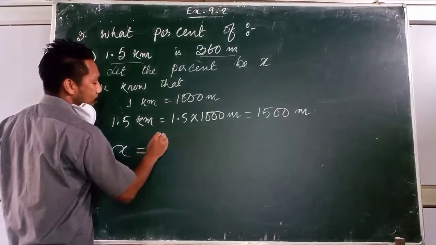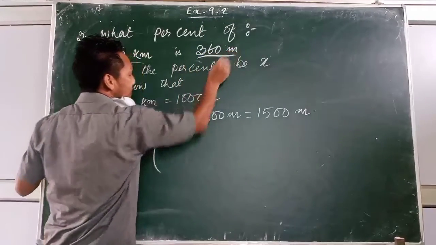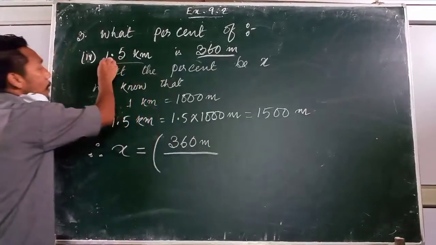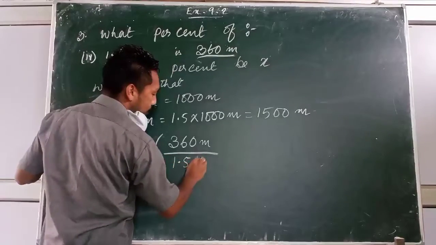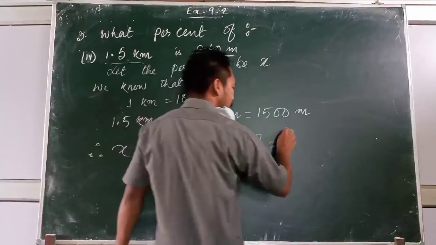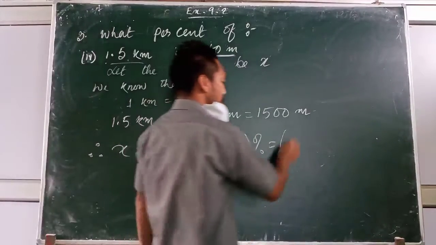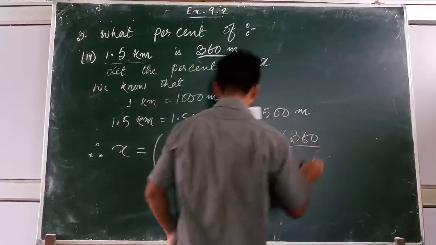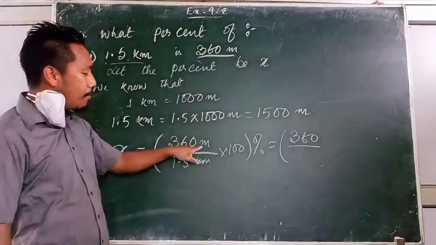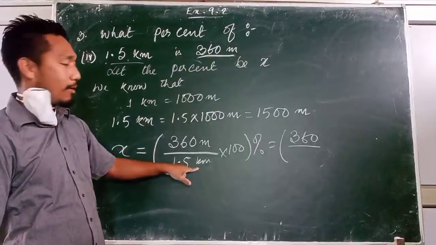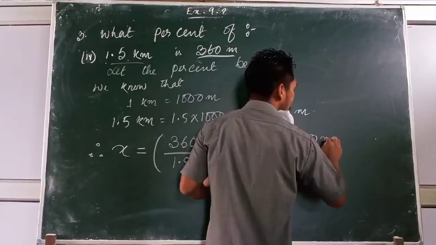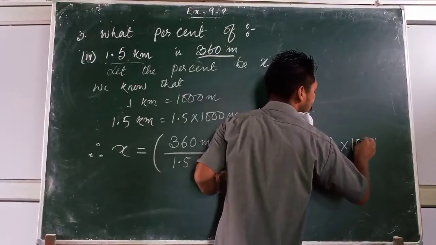Okay, our x is what I told you. What the second number is, you write that one first: 600 meters divided by 1.5 kilometers into 100 percent. Now we have already converted 1.5, so we have to make the same unit. 1.5 kilometers is in kilometers and this is in meters, so the units are not equal. So I have to make them equal. I'll write this one as 1500 meters into meters divided into 100.